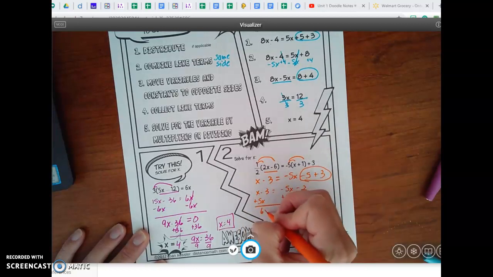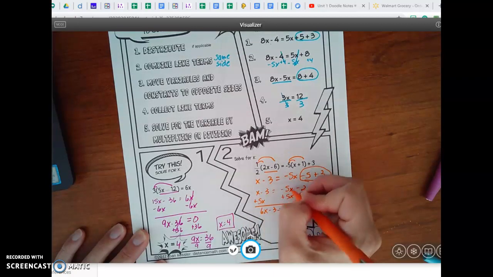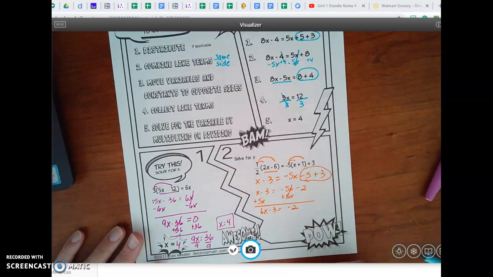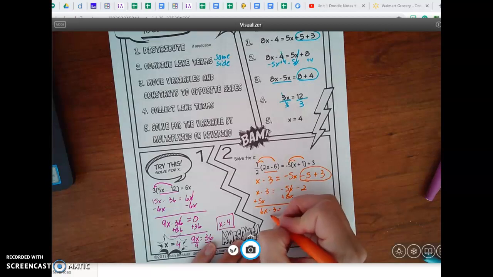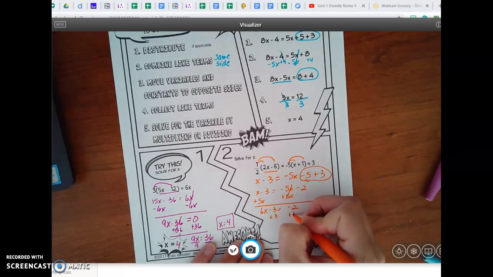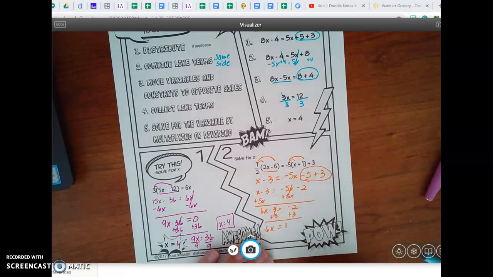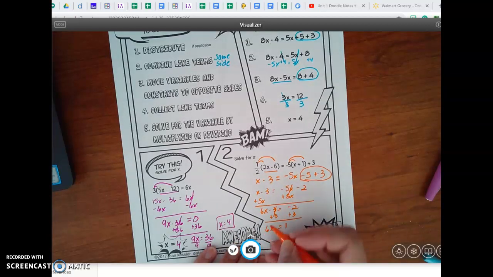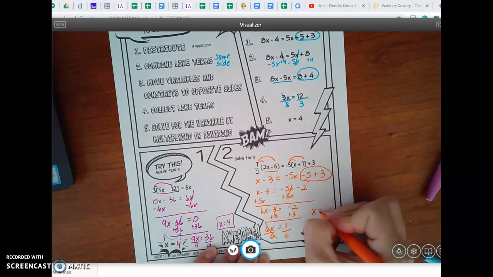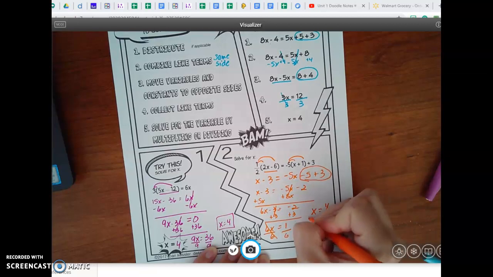That gives me 6x minus 3. Those cancel. Now that's equal to negative 2. And remember, you want to move everything away from x. So the opposite of -3 is +3. Then I'm left with 6x equals 1. Do the opposite of multiplying by 6. And my final answer is x equals 1/6.